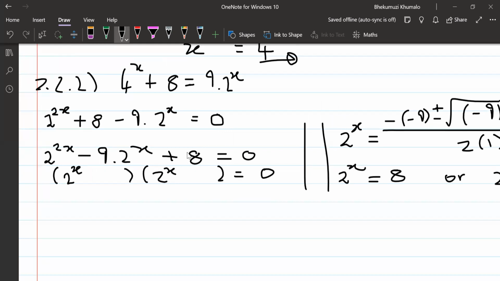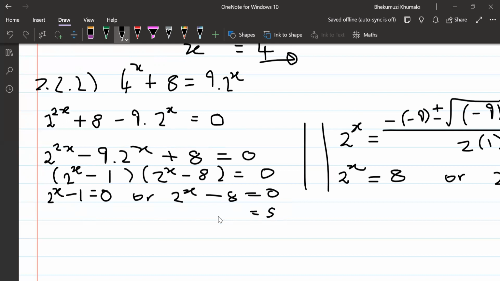So what are the two numbers that would multiply together to give us 8? It could be 1 times 8. So 1 times 8, when we add it together, should give us 9. So then we just have to make it -8 and -1. And then when we say 2 to the power x minus 1 is equal to 0, or 2 to the power x minus 8 is equal to 0, you could have just said this is 8 to the power 2x, which, as you can see, is the same as that.